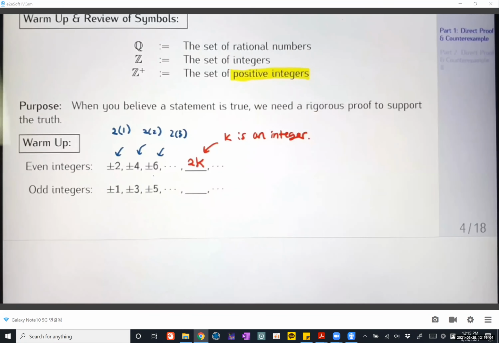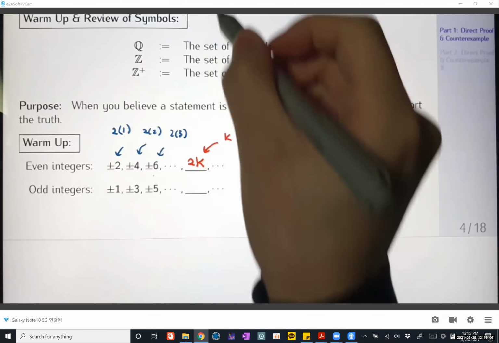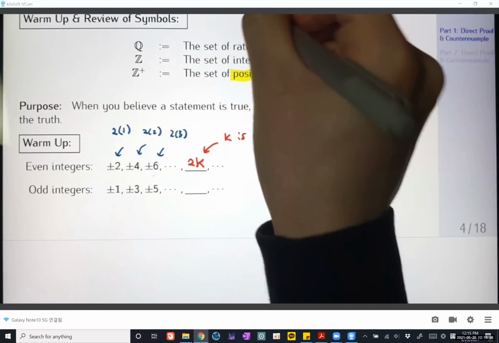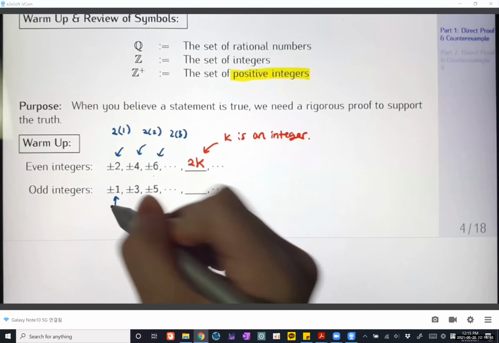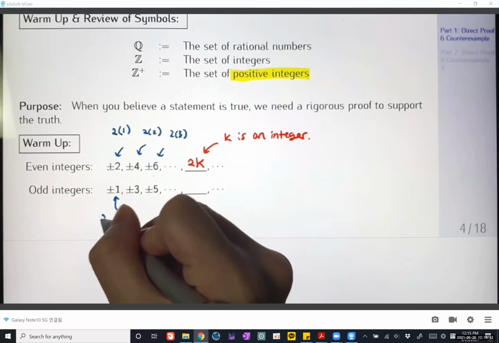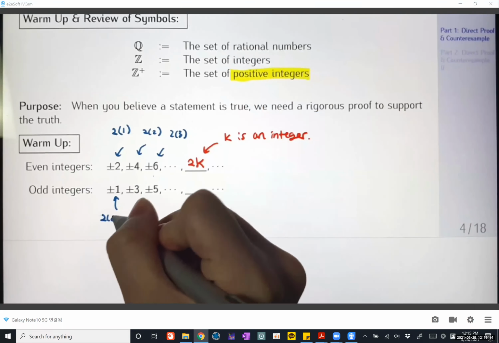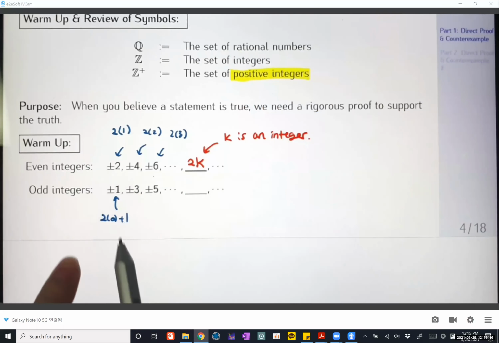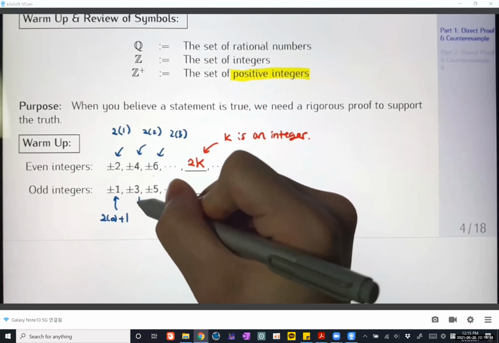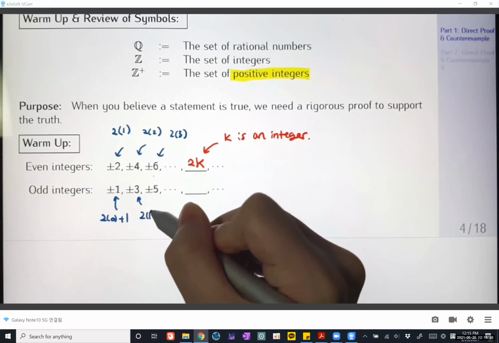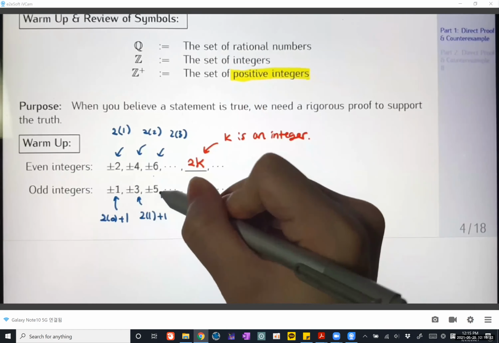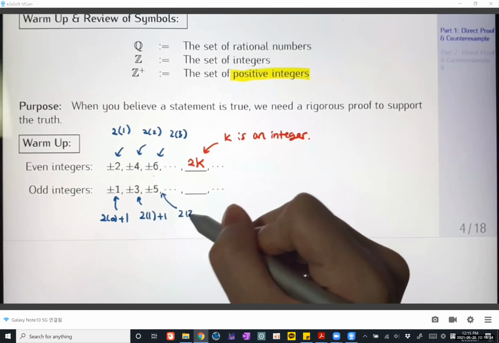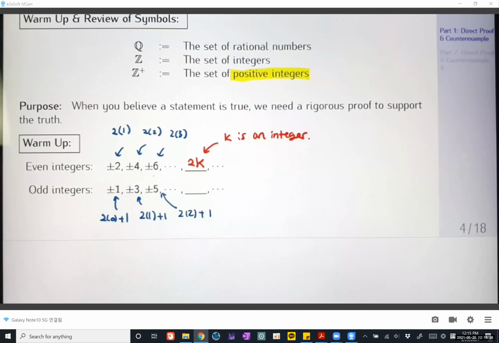Okay. Now, look at the pattern here. For the odd integer, 1 is 2 times 0 plus 1. Do you agree? For the first term. And then the second term is 2 times 1 plus 1. And then the third term is 2 times 2 plus 1, and so on.